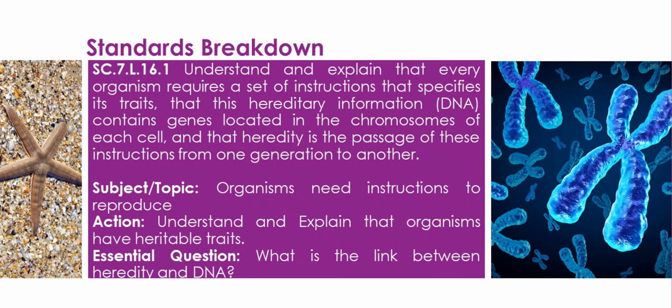First standard is SC.7.L.16.1. Understand and explain that every organism requires a set of instructions that specifies its traits, that this hereditary information in the form of DNA contains genes located in the chromosomes of each cell, and that heredity is the passage of these instructions from one generation to another. Our topic is that organisms need instructions to reproduce. We should be able to understand and explain the organisms have heritable traits. Our essential question linked to this standard is, what is the link between heredity and DNA?